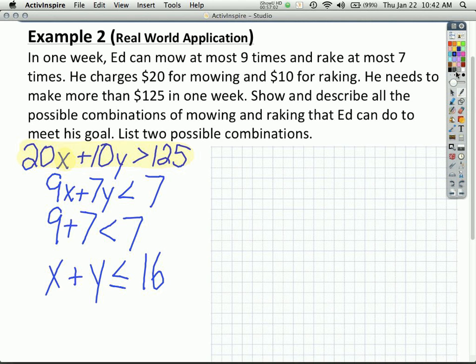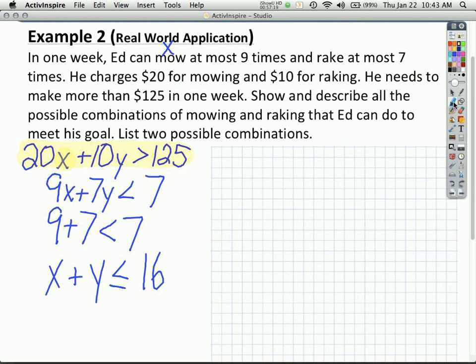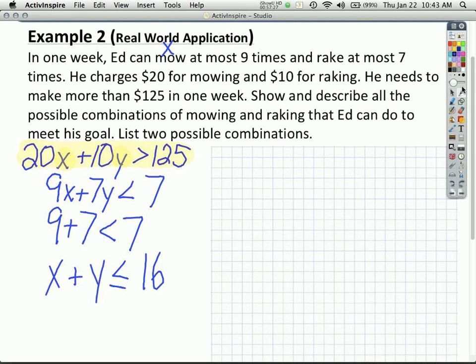Mowing. Could you add some words to that to make it more clear? Is it the cost of mowing? Is it the temperature of mowing? Is it how many times? Okay, so it's the number of times that he will go mowing. Very good. And what about the y? What is the y representing now that we've defined it by putting it in there? Deja? Very good. So it's the number of times that he rakes.